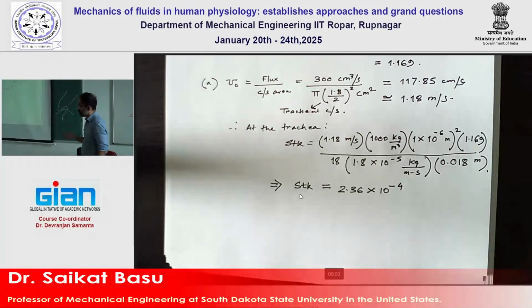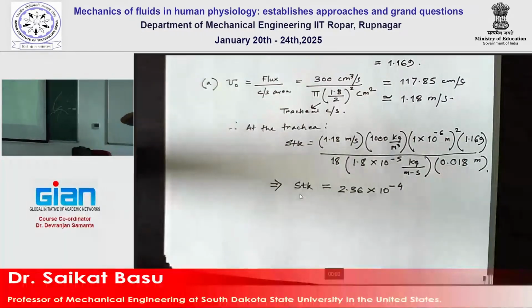The initial is not known. So that's fine. Now, this is at the trachea. We have to move to the 16th lung generation for the second part of the problem. What will change over here in terms of the numbers as we go from the trachea to the 16th generation of the lung? The flux will change. How will it change?